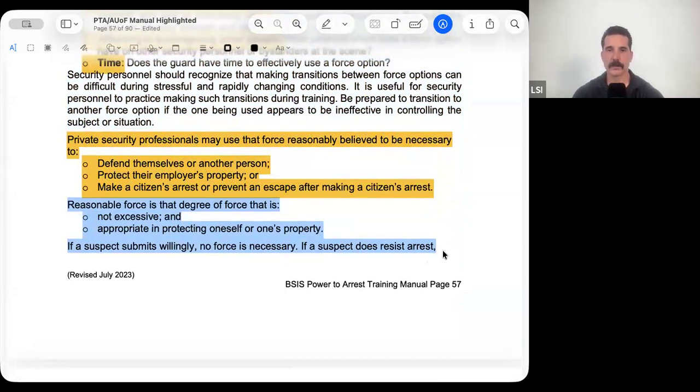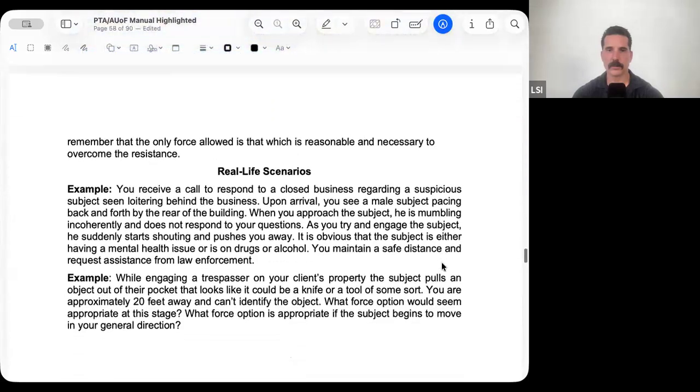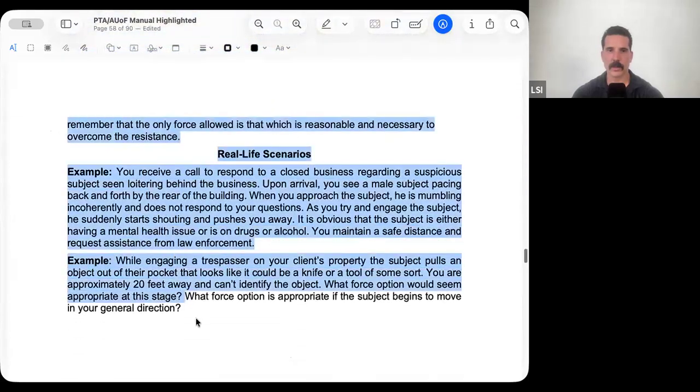Reasonable force is that degree of force that is not excessive, and appropriate in protecting oneself or one's property. If a suspect submits willingly, no force is necessary. If a suspect does resist arrest, all right, continues on the next page. Remember that the only force allowed is that which is reasonable and necessary to overcome the resistance.